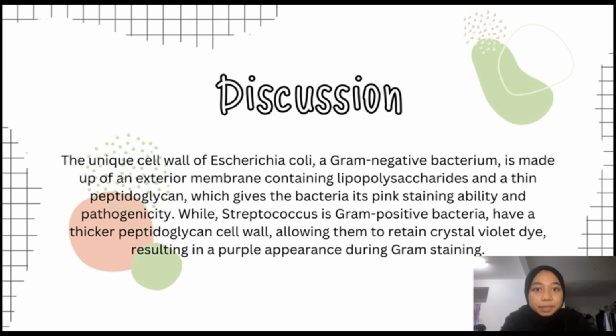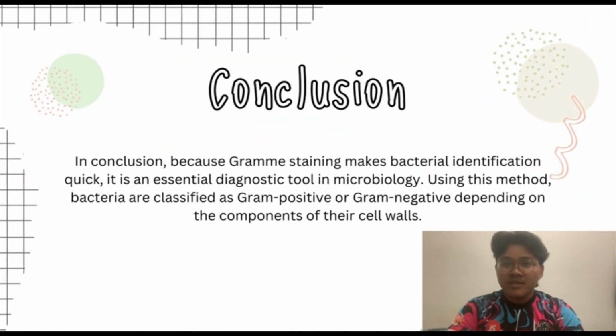a thicker peptidoglycan cell wall, allowing them to retain crystal violet dye, resulting in a purple appearance during gram staining. In conclusion, because gram staining makes bacterial identification quick, it is an essential diagnostic tool in microbiology. Using this method, bacteria are classified as gram-positive or gram-negative depending on the components of their cell walls.